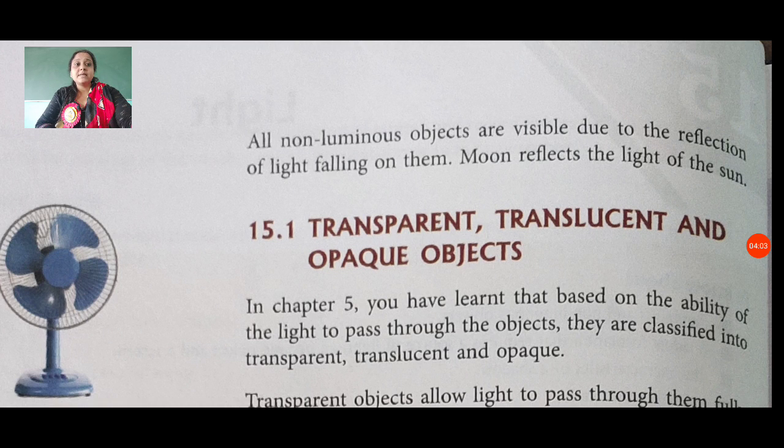All non-luminous objects are visible due to the reflection of light falling on them. You have already learned about reflection of light in your previous standard and sessions. Because of this we can see non-luminous objects. Visible means we can see them. The moon reflects the light of the sun. The moon has no light of its own. We can see the light on the moon because of the reflection of the sun's light towards the earth. Like this, non-luminous objects are visible because of the reflection of light.